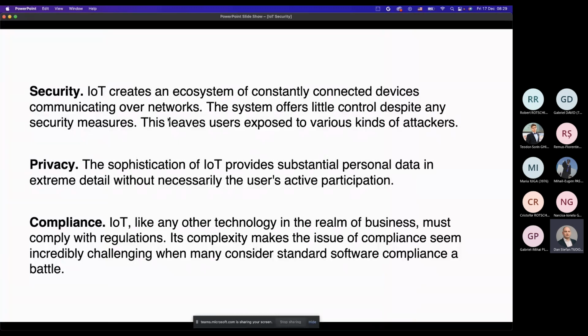We're going to talk about privacy. The fact that an IoT application, even a small one, is quite sophisticated in terms of connectivity and in terms of reaching out to our everyday lives means that there's a lot of personal data that is inherent to the application itself. The applications usually collect a lot of personal data from the users without necessarily the user's active participation.